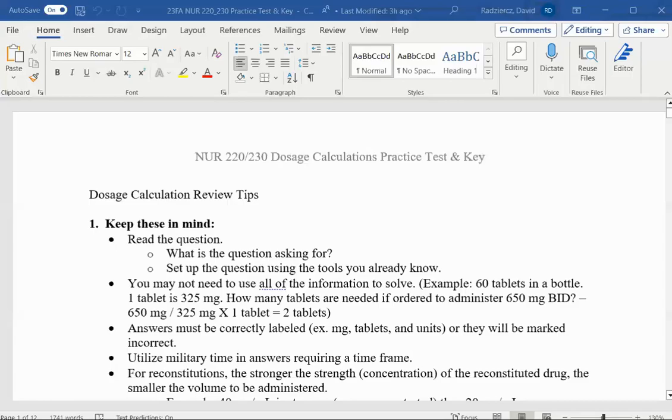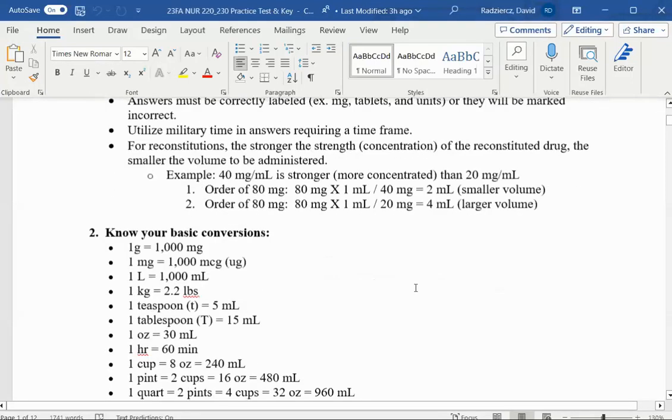So first of all, the newest questions that you're going to see on this test are going to be heparin and insulin infusion questions, and then the heparin bolus weight-based protocol. So let's work through a couple of those.